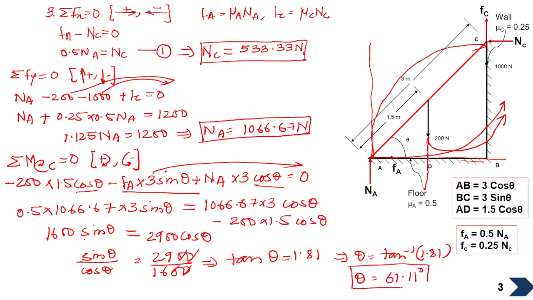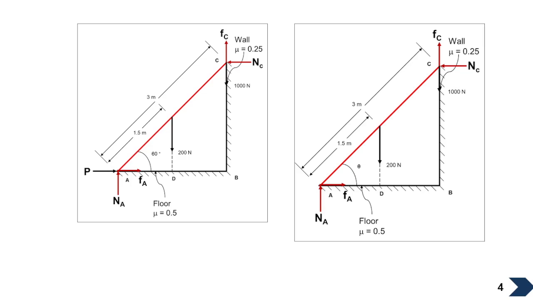So I hope you would have understood the sum. If you have any doubts, you can always reach out to me. I just wanted to conclude now. So what we have done in part 1, we have found the value of P as 24.368 Newton, and the value of theta as 61.11 degrees.